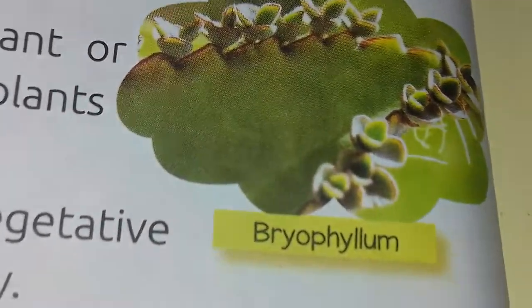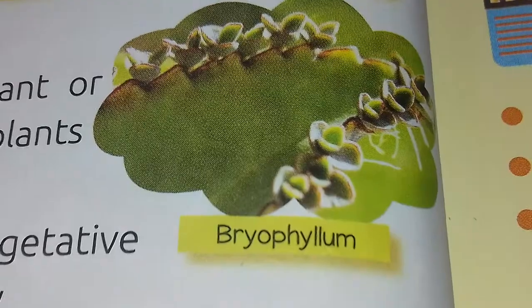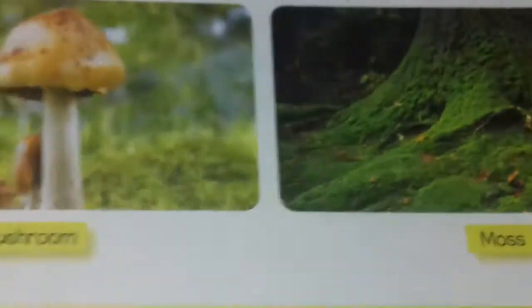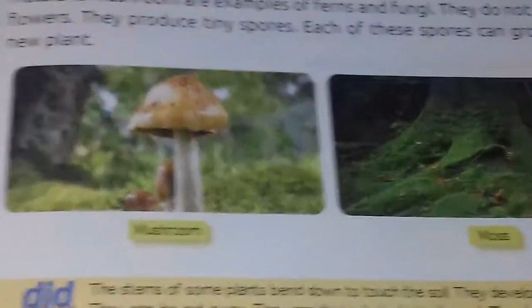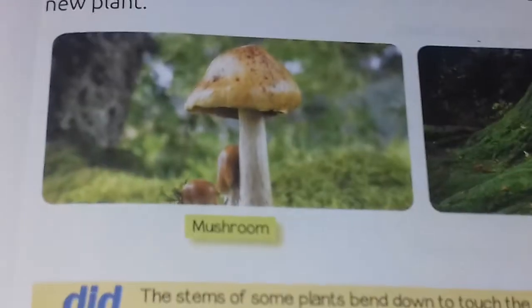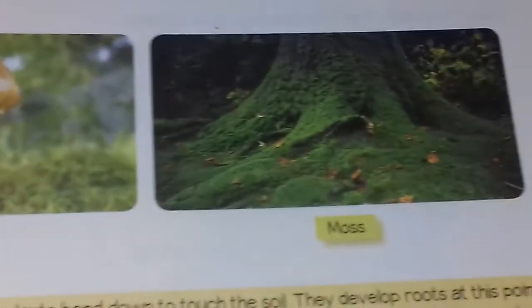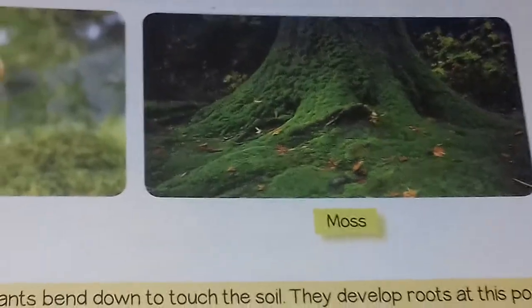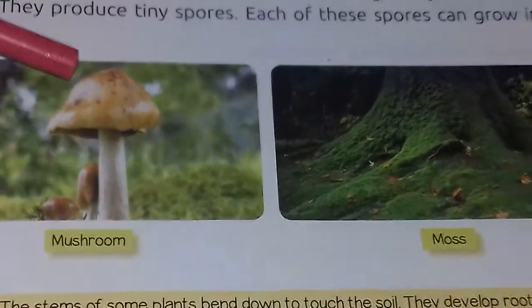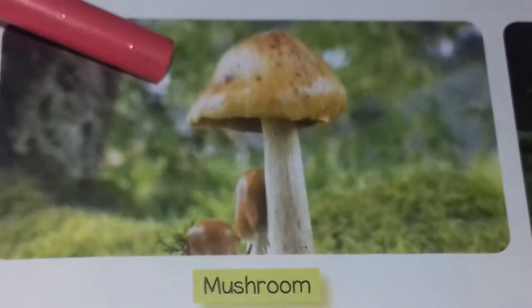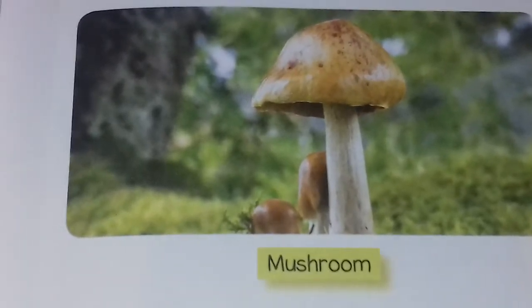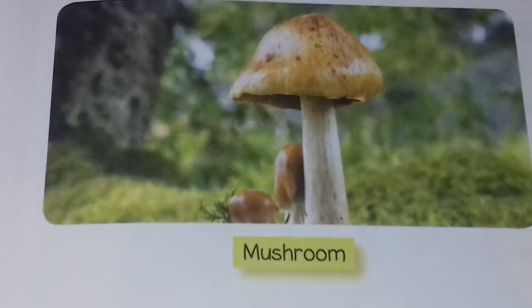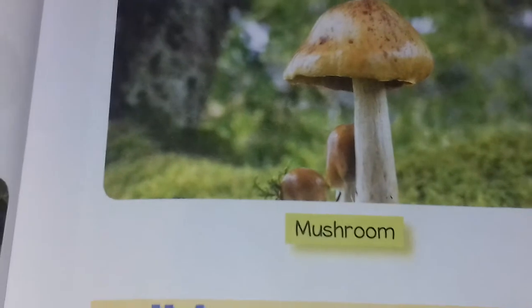Okay, now reproduction through spores. Moss and mushroom are examples of ferns and fungi. They do not produce flowers. They produce tiny spores. You can see on a mushroom there are tiny spores. Each of these spores can grow into a new plant. These all are natural vegetative reproduction.